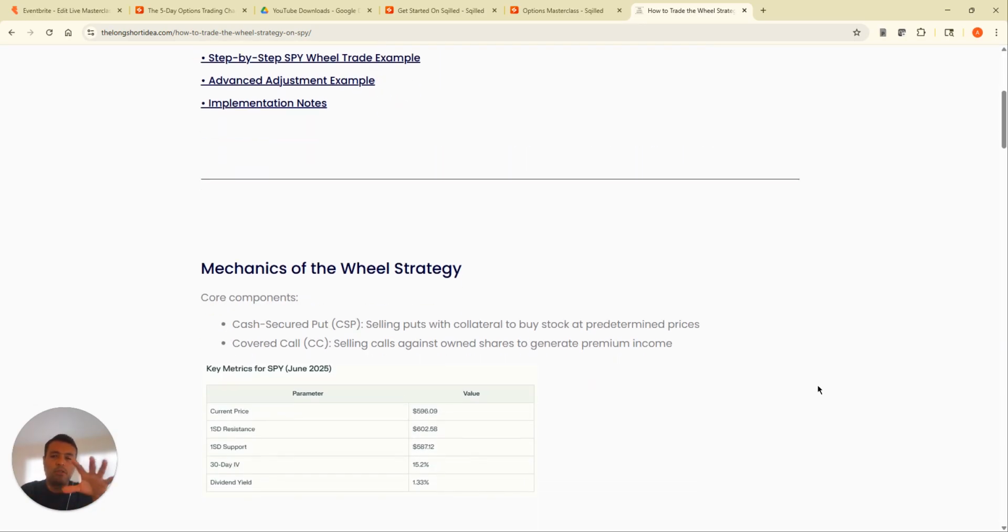Now we'll first go through some theory and then I'll take you to the platform and show you exactly how the numbers work, where to click, which strike to select, how to click that button, right click, sell, whatever we have to do to get into this trade. I will show you exactly how it's done on the platform.